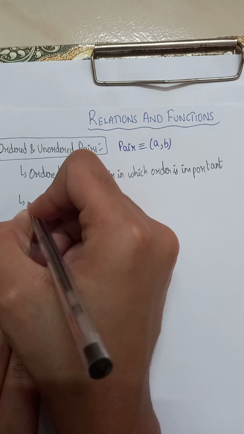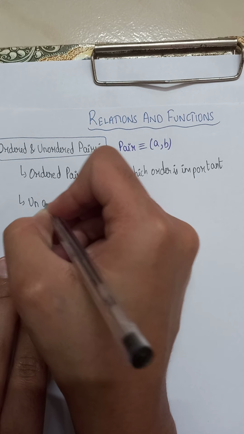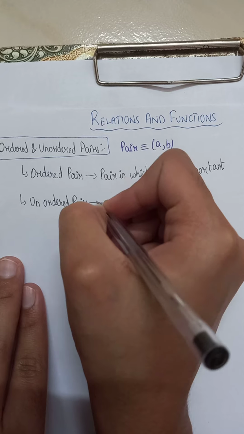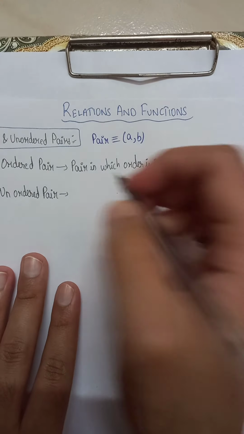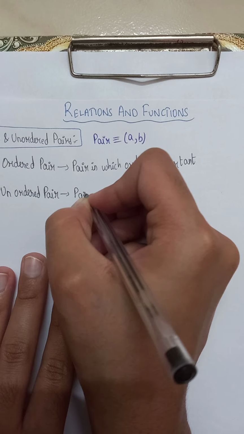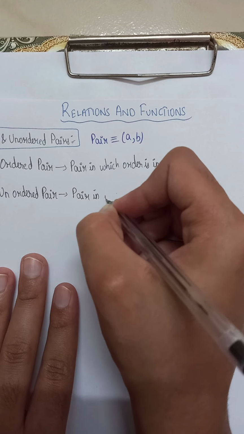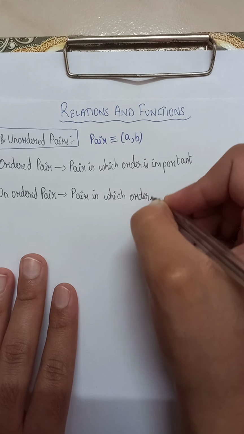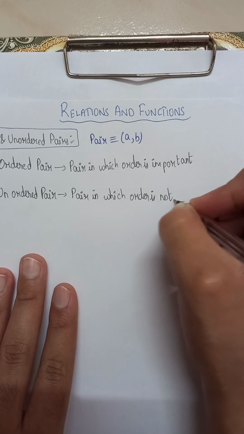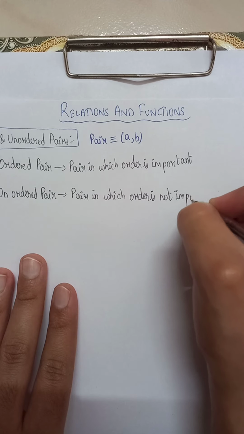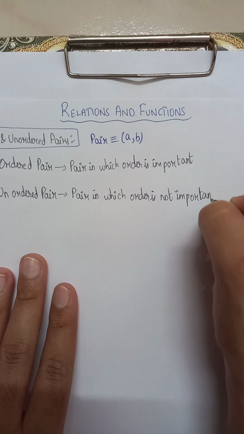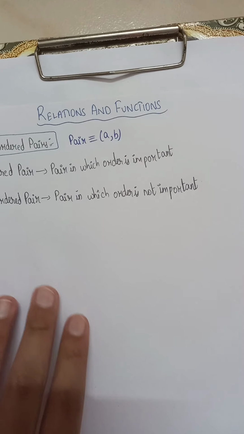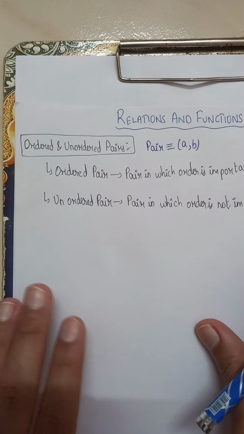What about unordered pairs? I hope you got the definition. An unordered pair is simple. By using common sense, you can tell that it is a pair in which order is not important. This is the definition of ordered and unordered pairs.